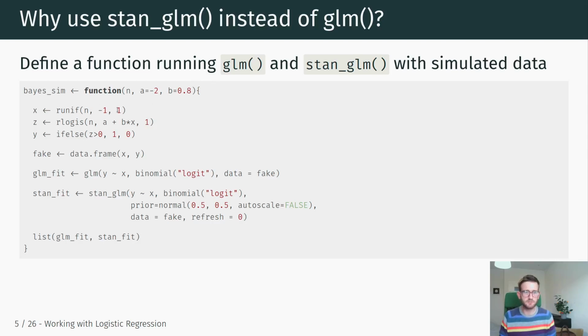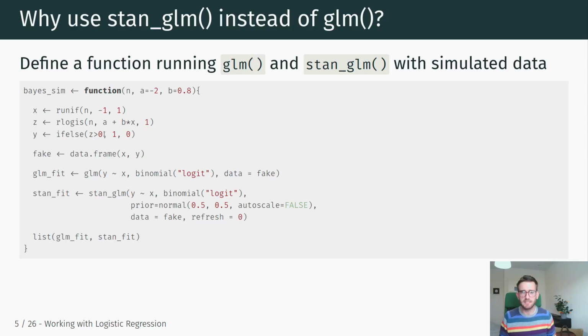We have an independent variable, x, which is drawn from a uniform distribution that ranges from -1 to 1. Of course, the number of draws from that uniform distribution is equal to n, and we're going to set that as part of the function. Then we basically have an underlying model, which is specified in a latent variable context.